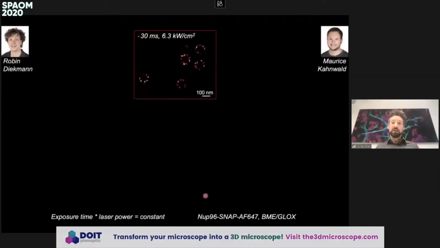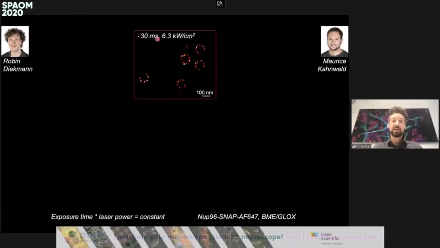So we wanted to investigate this approach systematically. So we started with our standard conditions. Here you see our nuclear pores that we used as an assay. And here we used exposure times of 30 milliseconds and a laser excitation power by which the fluorophores stayed in the on state for about 1 to 2 frames.